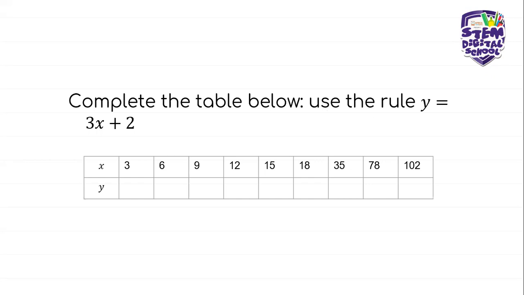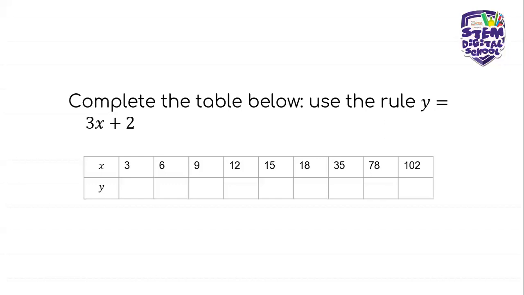So if X is equal to 3, then Y will be equal to 3, open bracket, 3, close bracket, plus 2, which is equal to 3 times 3 is 9, and then 9 plus 2 is 11. So you can see I've actually done that in the group chat there. I've just shown you that if X is 3, then Y will be equal to 3 multiplied by 3. And of course, 3 times 3 is 9. 9 plus 2 is 11.